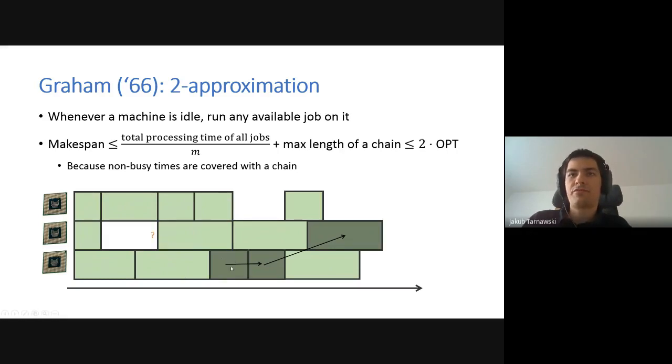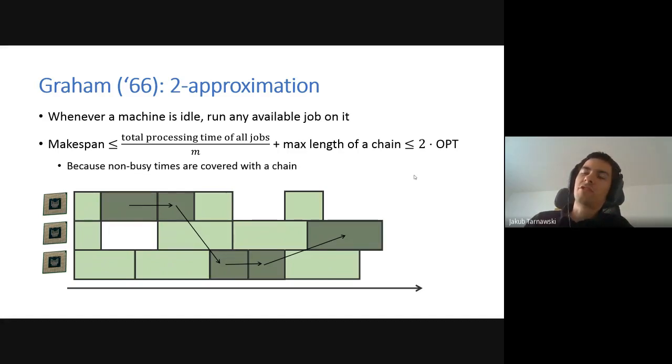Well, why didn't I process this? There must be some earlier job that I'm waiting on. Okay, so why not process this job again? Because I'm waiting for this job. If I do it like this, you will see that I have covered all the non-busy times with this chain. So at all times, either I have this chain going or everything is busy. So that's basically the analysis of Graham's algorithm.